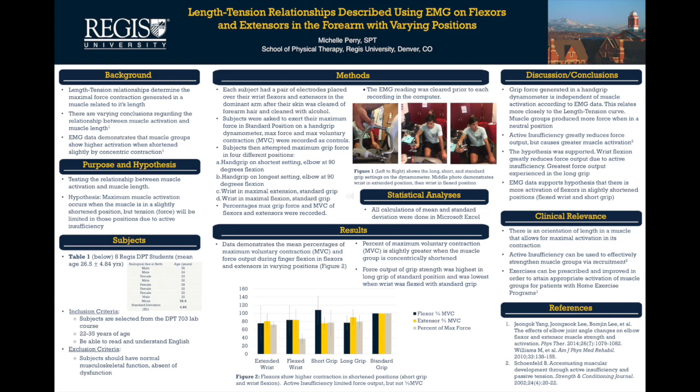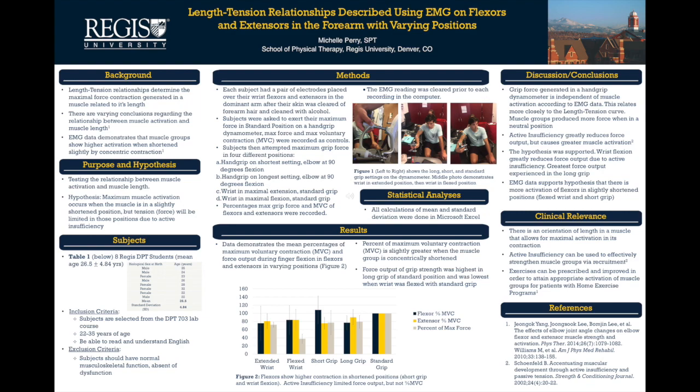Just a little background, EMG is a way to measure muscle activation in a localized area during various activities, which is really beneficial if we want to make conclusions regarding muscle activation and muscle length. Length-tension curves describe the maximal force contraction generated in a muscle related to its length, and there are varying conclusions in the literature as to what that optimal muscle length is for producing optimal muscle activation. However, there are studies that have shown the optimal position is when the muscle is slightly shortened.